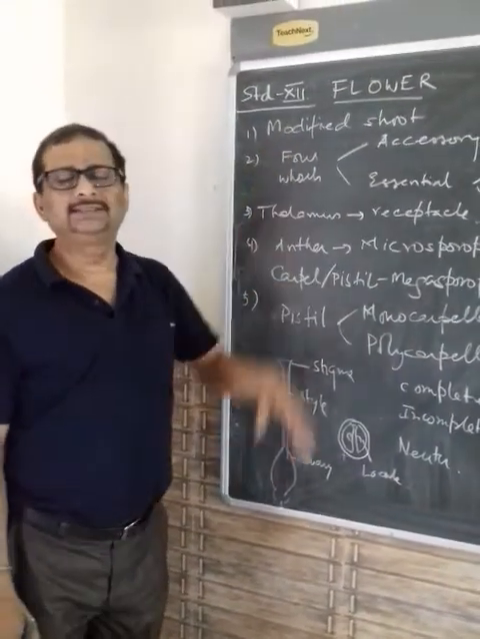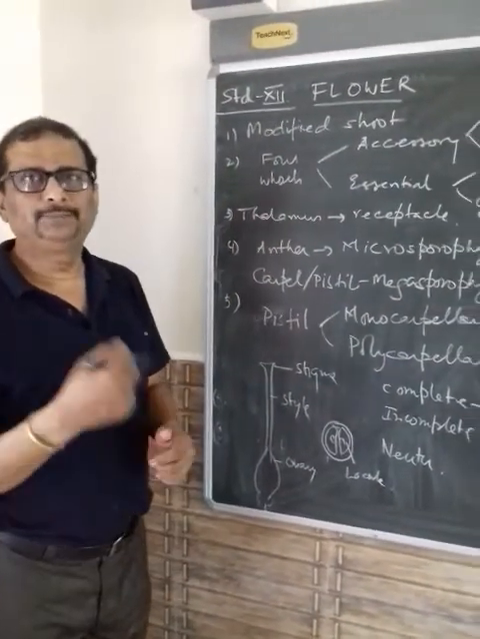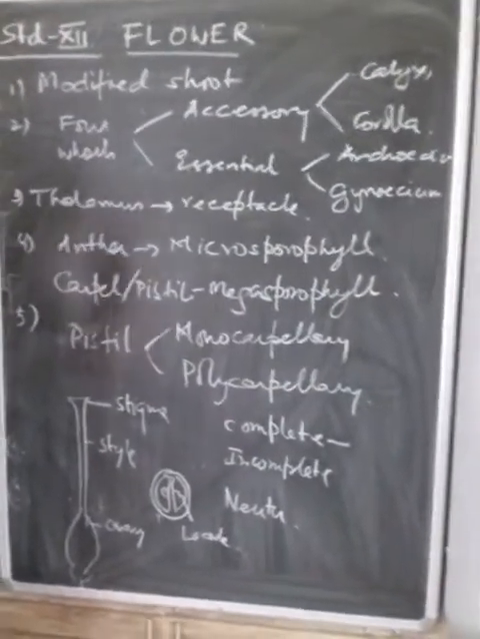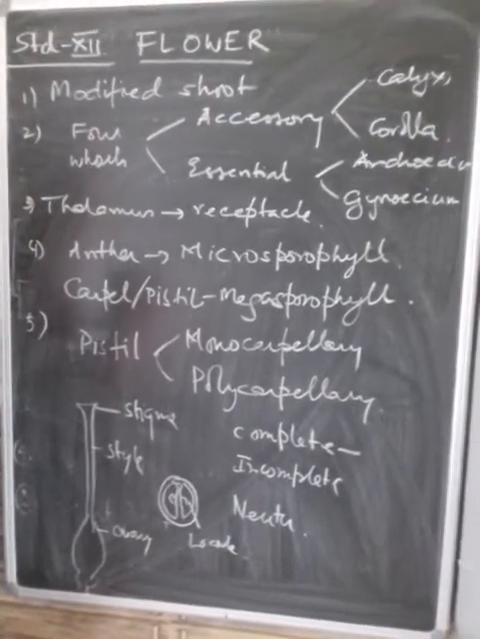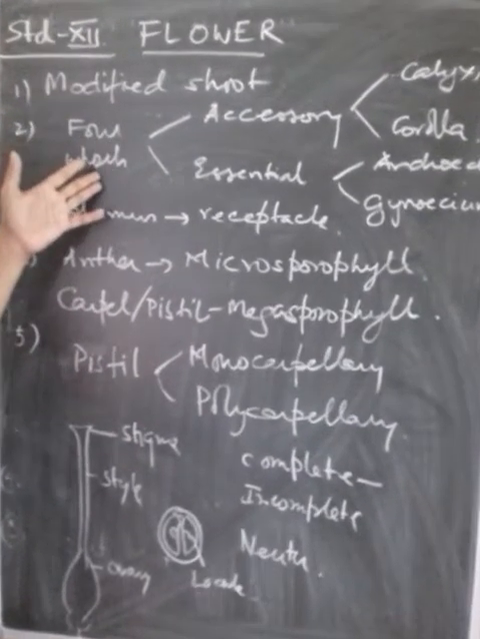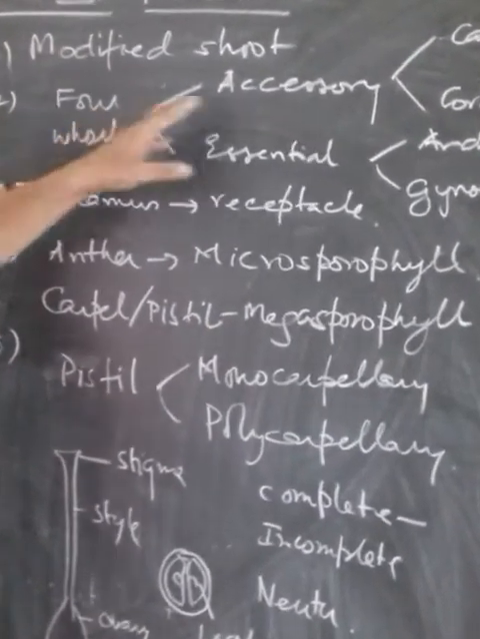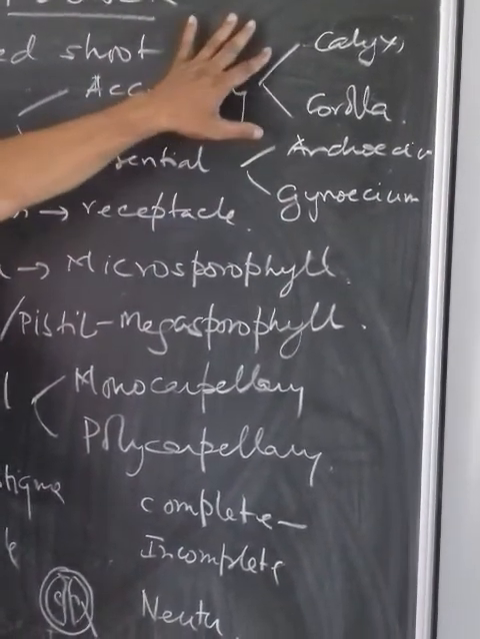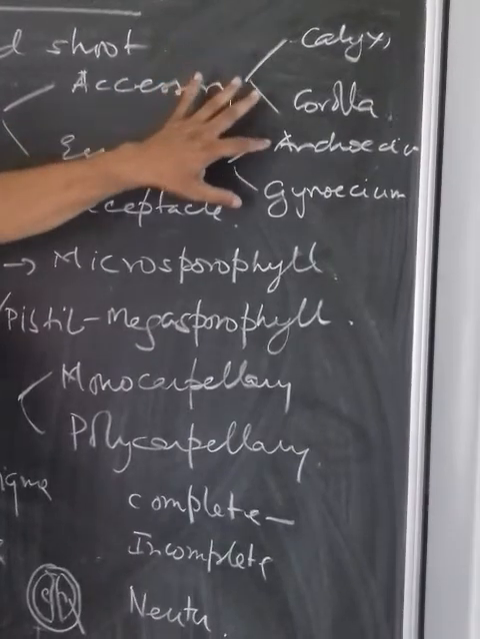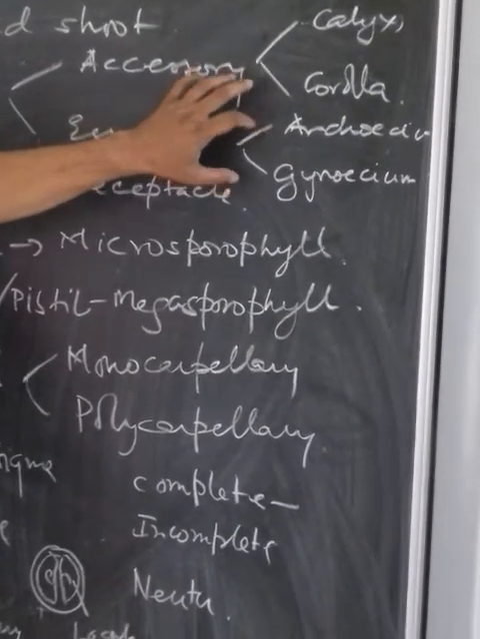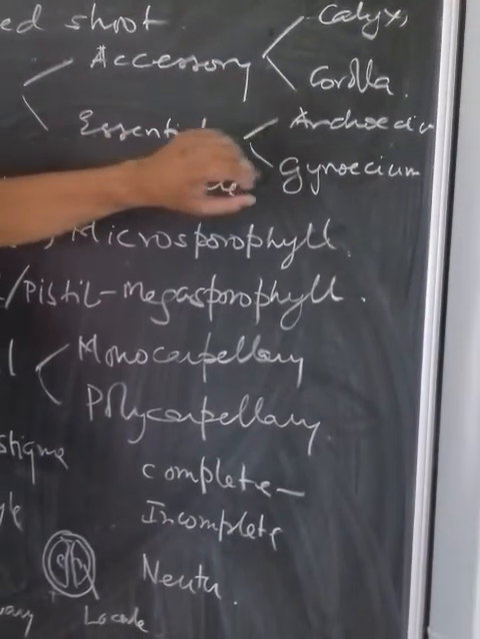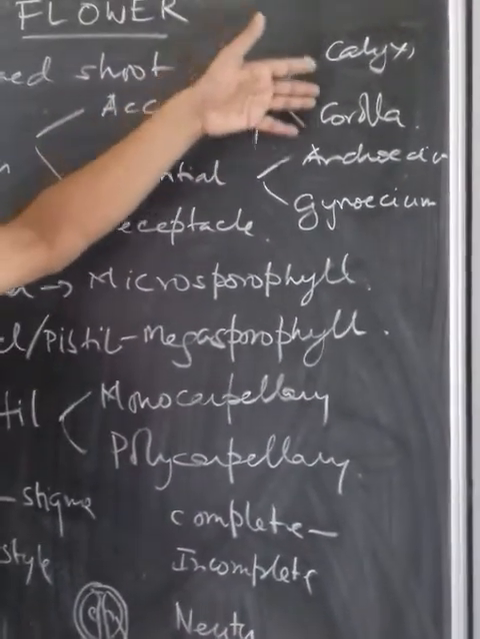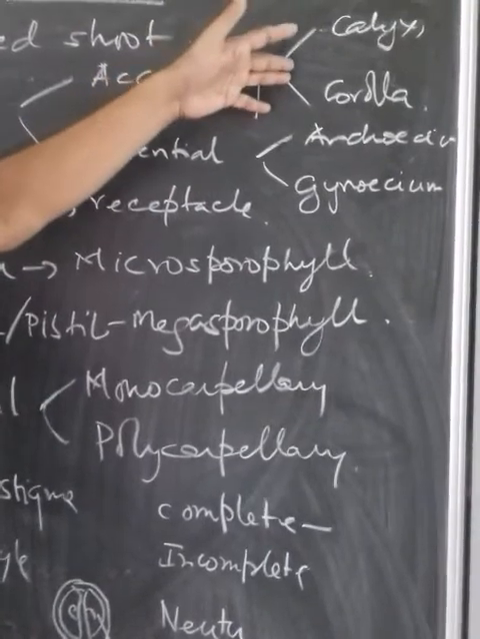Now flower, we say it's a modified shoot. It's a modified reproductive shoot. So it's a part of the shoot system which has a special function of sexual reproduction. Now there are four whorls of the flower. They are called the calyx, corolla, androecium and the gynoecium, very commonly known as sepals, petals, stamens and the pistil.